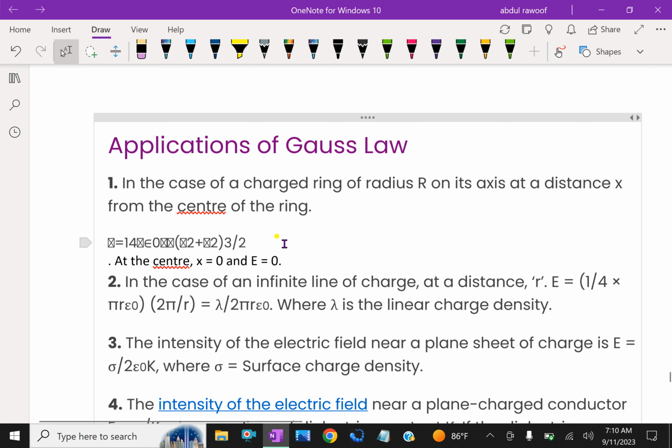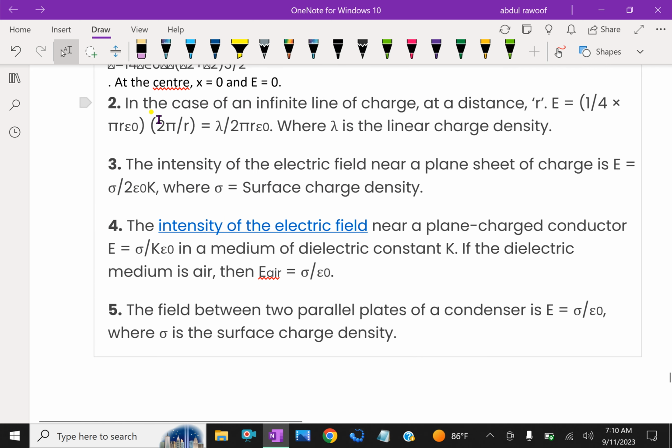Now we'll discuss some applications of Gauss law. In the case of a charged ring of radius r and its axis at a distance x from the center of the ring, we can find the field. Then in the case of an infinite line of charge at a distance r, E equals 1 over 4 pi r epsilon 0 times 2 pi over r, that is equal to lambda over 2 pi r epsilon 0, where lambda is the linear charge density.